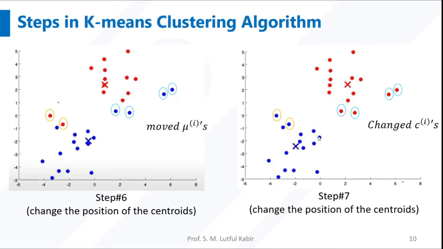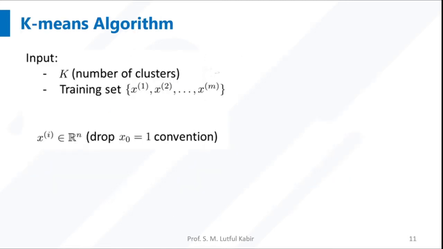So, in this way, at some point the convergence will occur and you will finally get the clusters. So this is one cluster and this is another cluster, and the centroid will be the mean position of the points within the cluster. So that's how you can visualize the step-by-step procedure of the clustering algorithm.